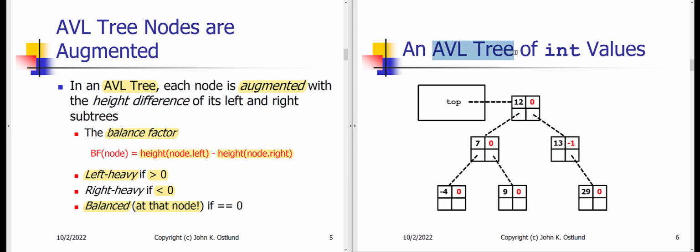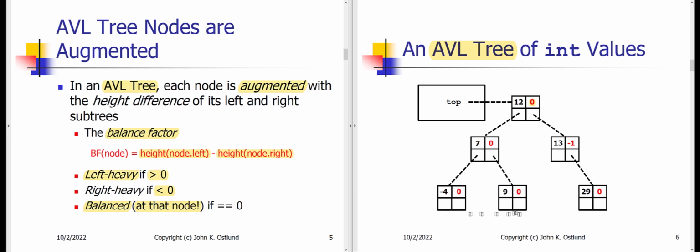Now, here is an AVL tree of integer values. It's the same as the original binary search tree diagram that we looked at a while ago. But in this case, we have augmented each node to include the balance factor. Those are the numbers in red here. Starting at the top of the tree, the topmost node has a value of 12. The height of the left subtree is 2. The height of the right subtree is 2. Therefore, the balance factor at that node is 0.